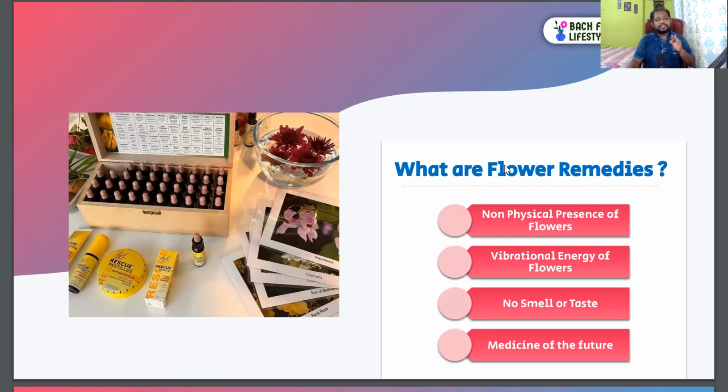So these Bach flower remedies are a non-physical presence of the flower. When these Bach flower remedies are made, it is not meant to make the physical part of it.